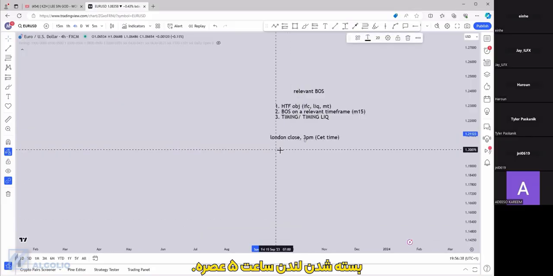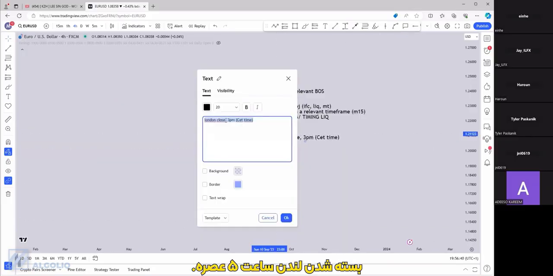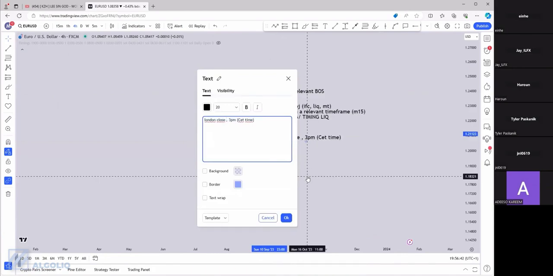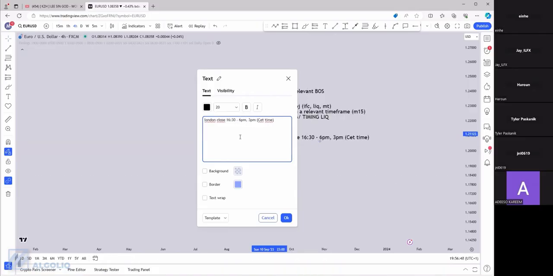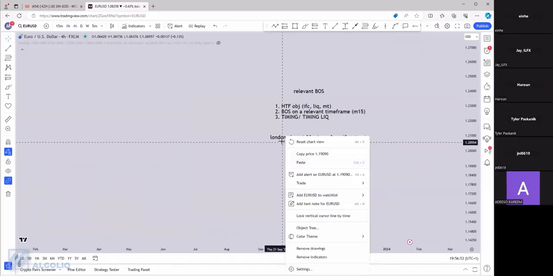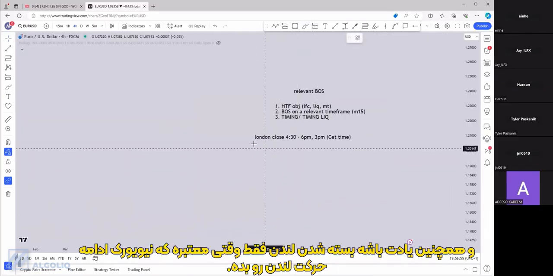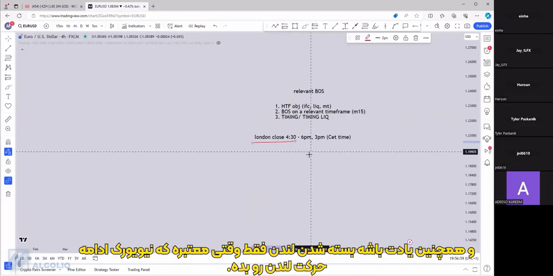Okay. London close would be at 5 p.m., but I prefer 4:30 till around 6 p.m. So remember this. And also remember that London close is only valid if New York continues London.